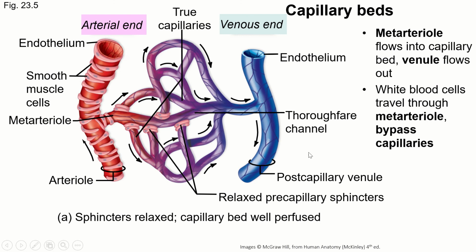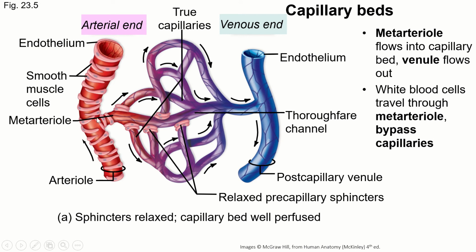So this is a capillary bed with an arteriole and a venule. So the blood's coming in this way through the arteriole. It can then branch off through this meta-arteriole. So instead of having a direct capillary coming off of the arteriole, we actually have this little meta-arteriole. And remember, meta means next to. So this is a little arteriole next to an arteriole. And it's going to flow all the way across this capillary bed to the venule.